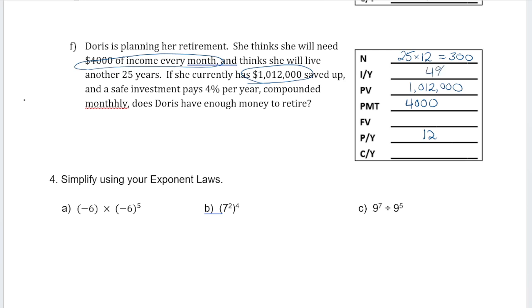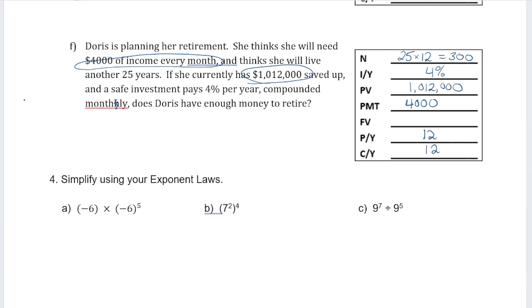She thinks she'll earn about 4% in retirement, which makes sense. Compounded monthly, with another typo. Wow, great. Does she have enough money to retire? Well, what do we do here? Are we solving for FV?